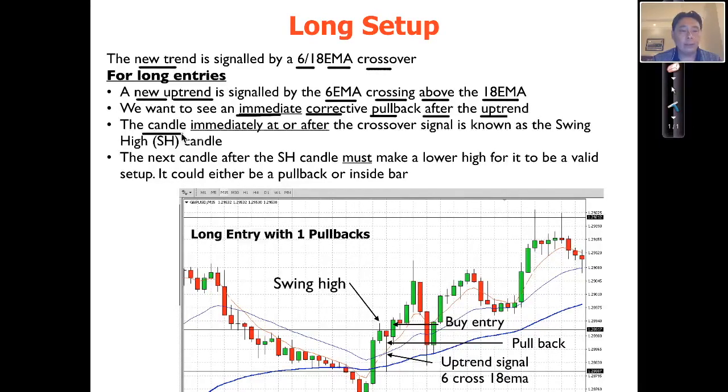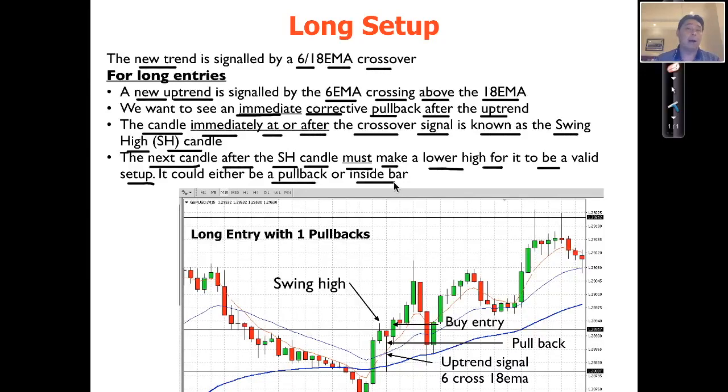So the candle immediately at or after the crossover signal is known as the swing high candle. Follow me for a while, okay? And the next candle after the swing high candle must, I say must, make a lower high for it to be a valid setup. And this lower high candle could be a pullback or an inside bar.